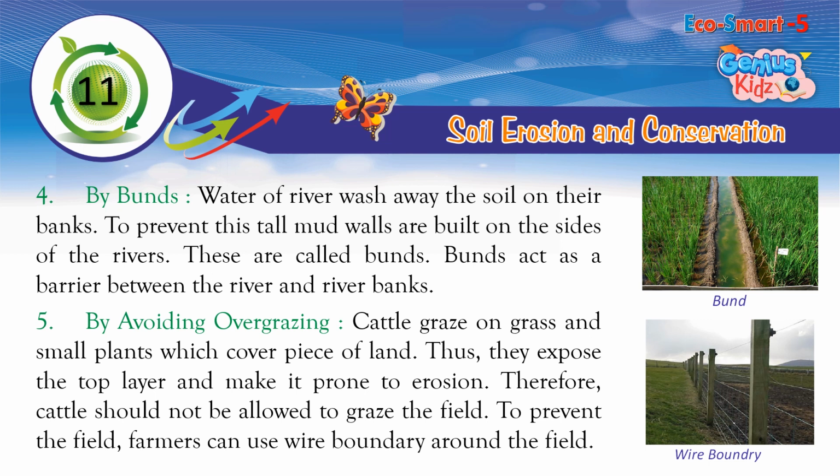5. By avoiding overgrazing. Cattle graze on grass and small plants which cover a piece of land. Thus, they expose the top layer and make it prone to erosion. Therefore, cattle should not be allowed to graze the field. To prevent this, farmers can use a wire boundary around the field.